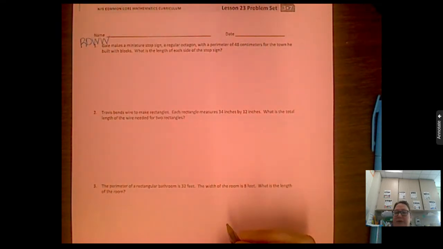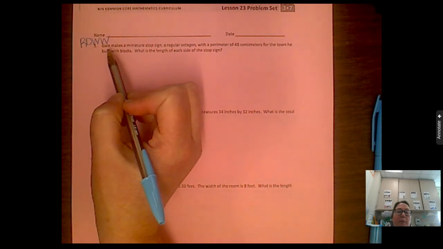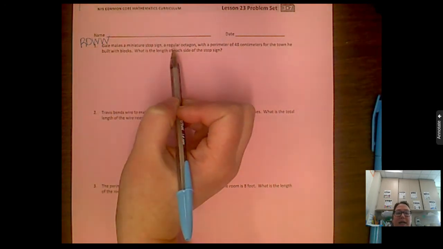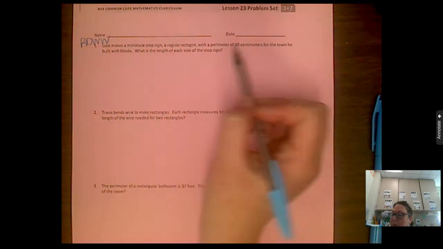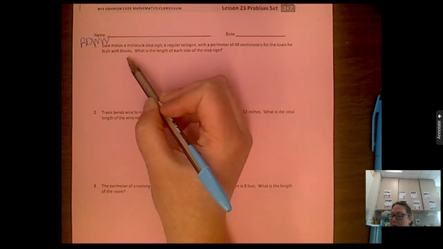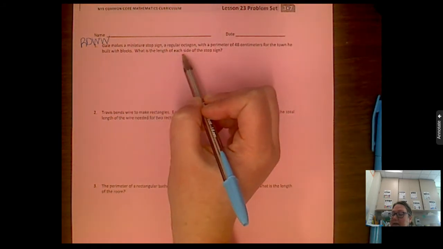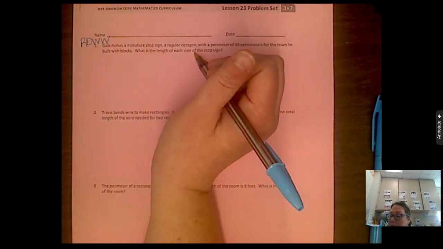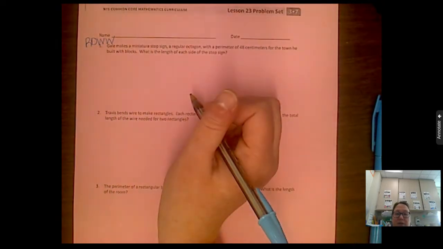And let's start our read, okay? So go ahead and put your finger or your pencil on Gail. Here we go. Gail makes a miniature stop sign, a regular octagon, with a perimeter of 48 centimeters for the town he built with blocks. What is the length of each side of the stop sign? Okay, so I read it. I need to go back through and pull out important information now.